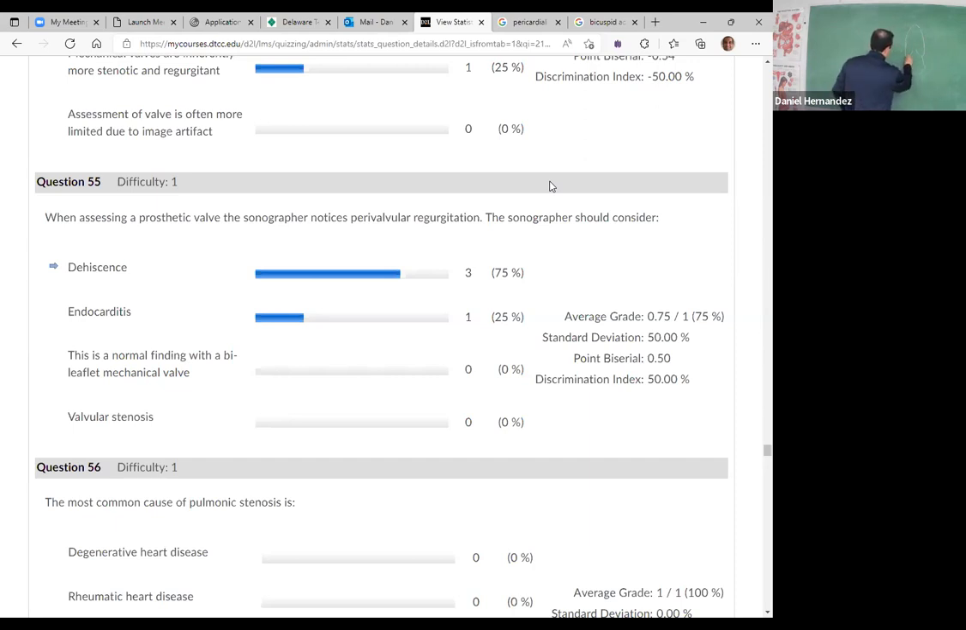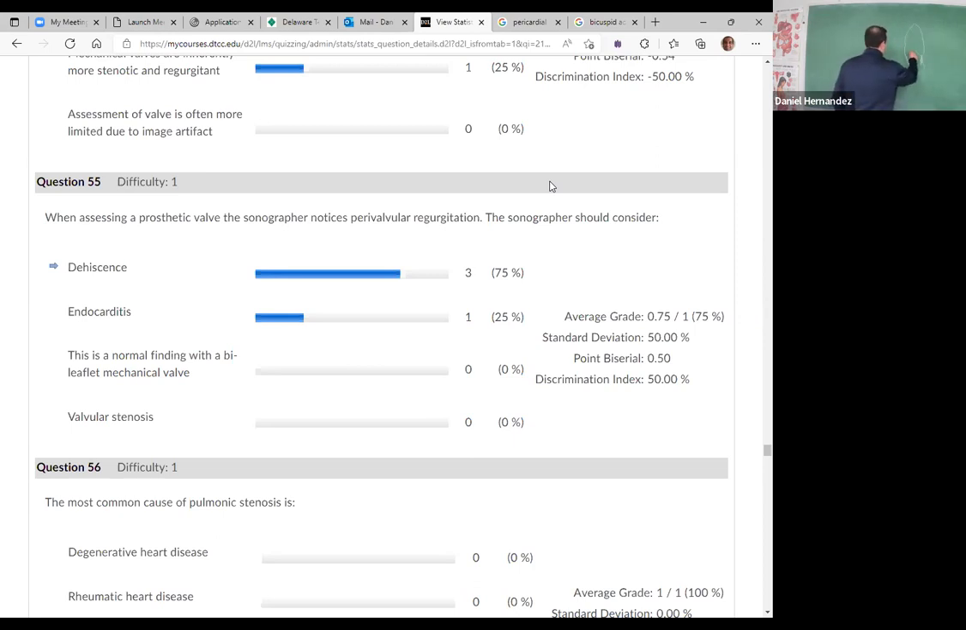So if I see regurgitation coming in from the sides near that annulus, then I would worry about that valve potentially starting to separate from where it's sewn in, from that sew ring or from the annulus. That would be considered perivalvular regurgitation.